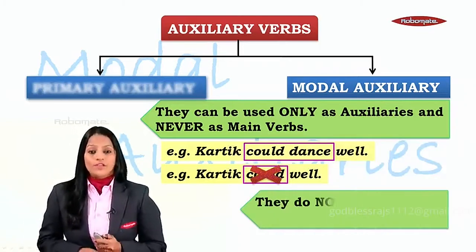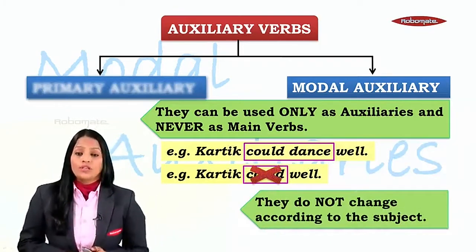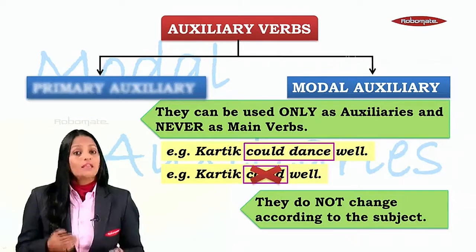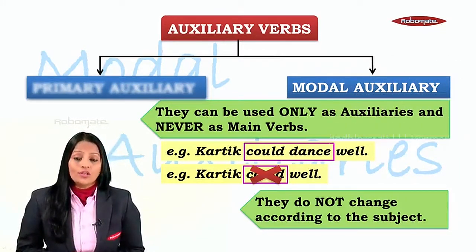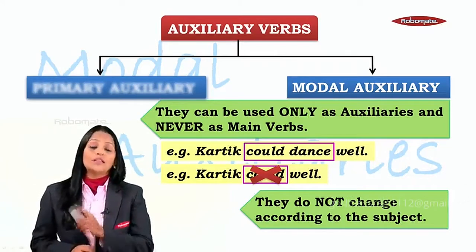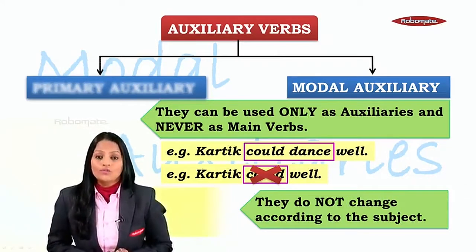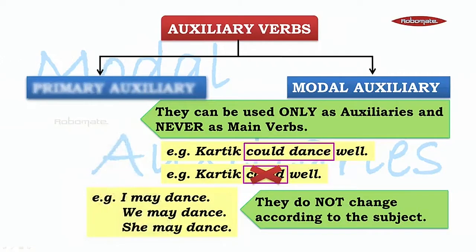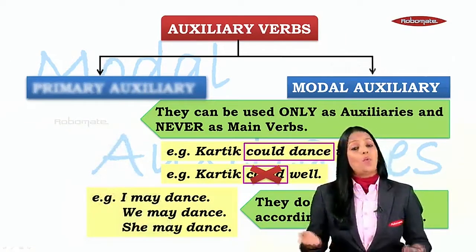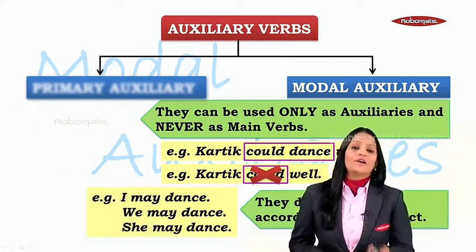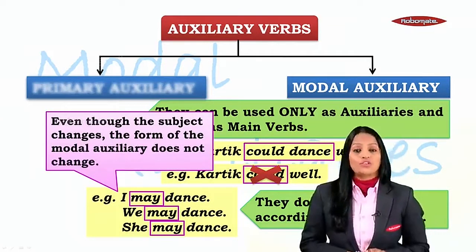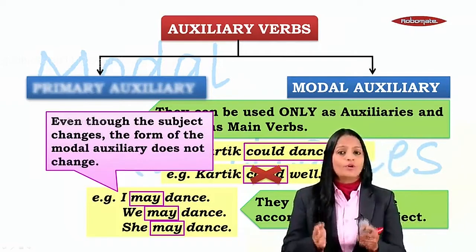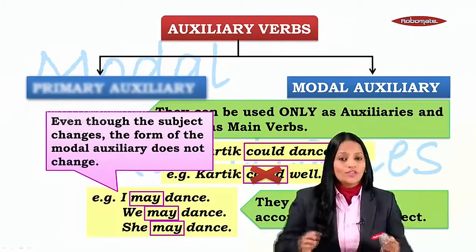So, next feature. They do not change according to the subject, the modal auxiliaries. We saw that the primary auxiliaries change according to the subject, but modal auxiliaries do not change according to the subject. Let's take this with examples. I may dance, we may dance, she may dance. Whatever the subject, the verb is in the same form, that is may. So even though the subject changes, the form of the modal auxiliary does not change.